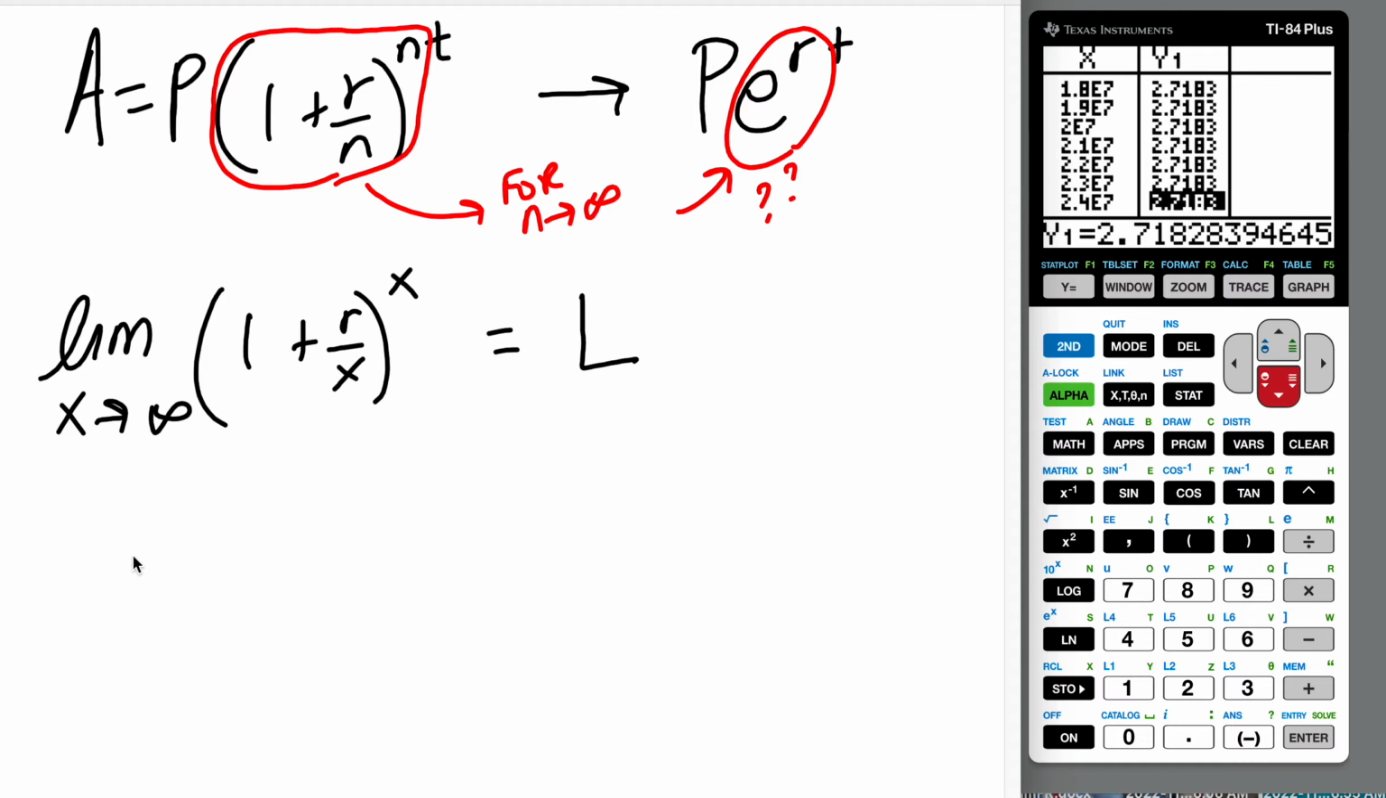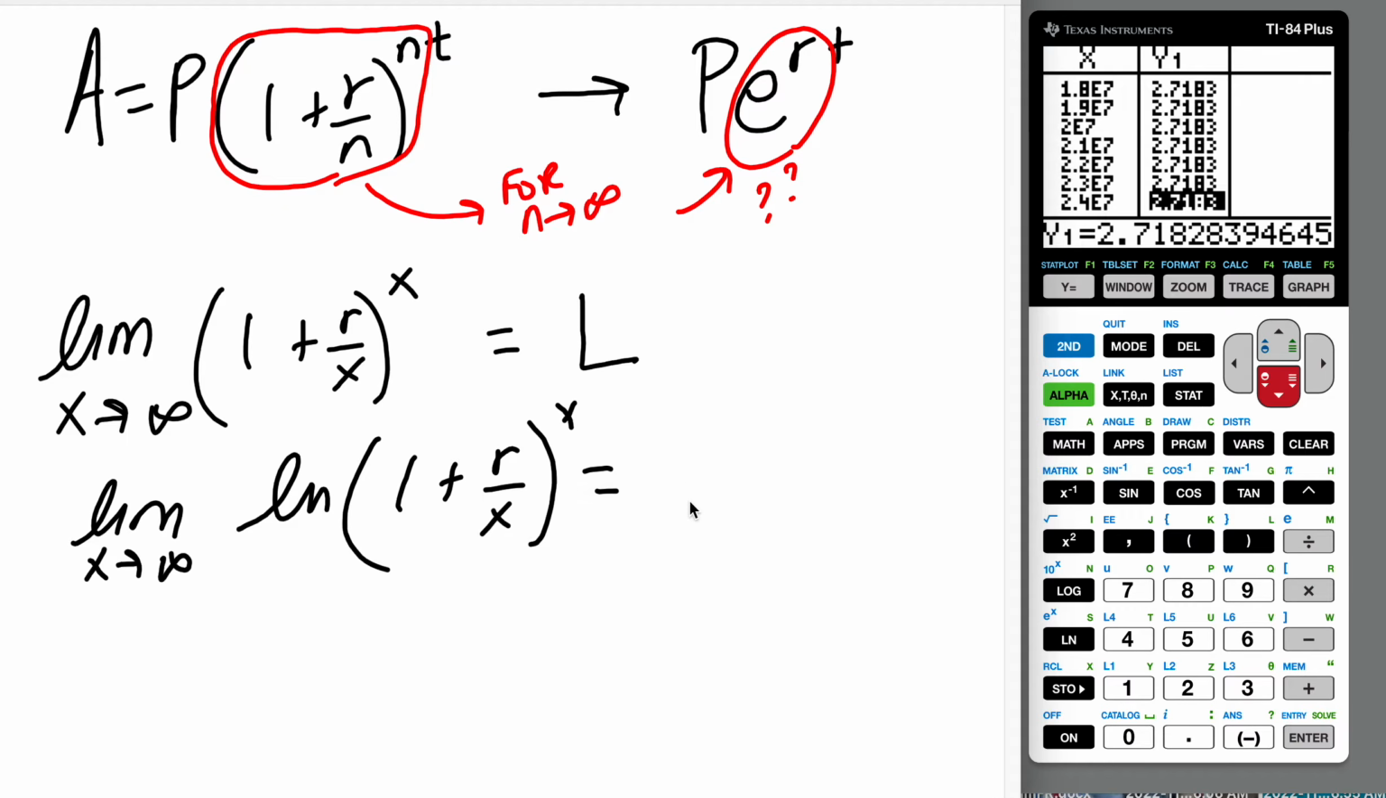So what I'm going to do is go ahead and take the natural log of both sides. So I'm going to say the limit as x approaches infinity. Oh, and there's a chance that you don't know natural logs yet while you're watching this. It really depends on what class you're in. But I'm going to take the natural log of both sides, and what the natural log allows me to do is drop exponents down.